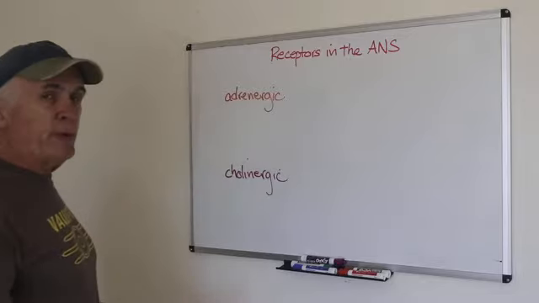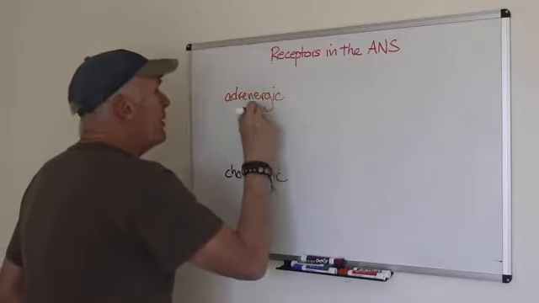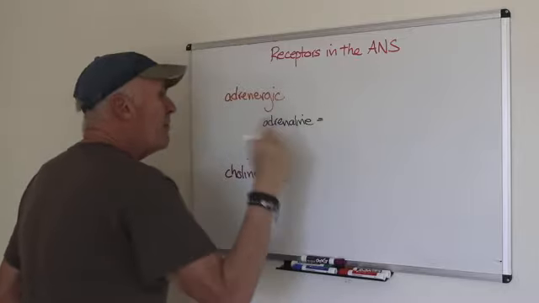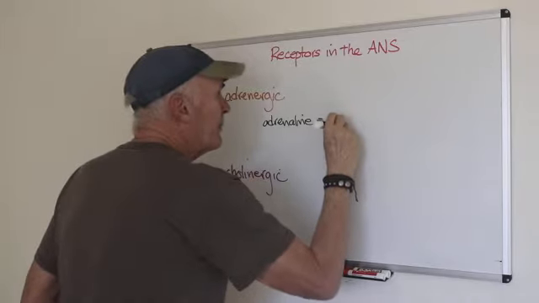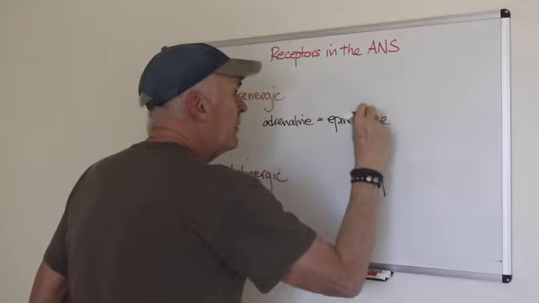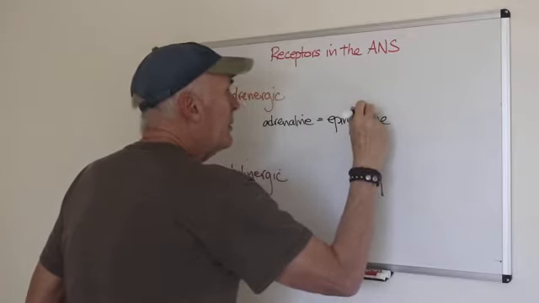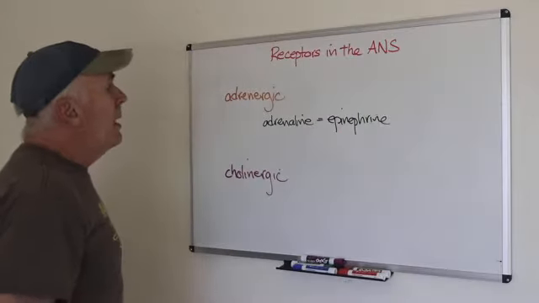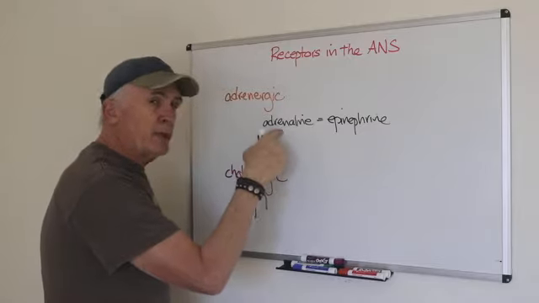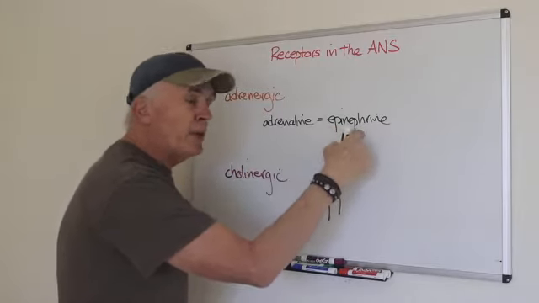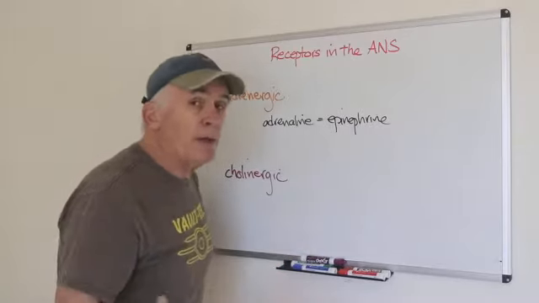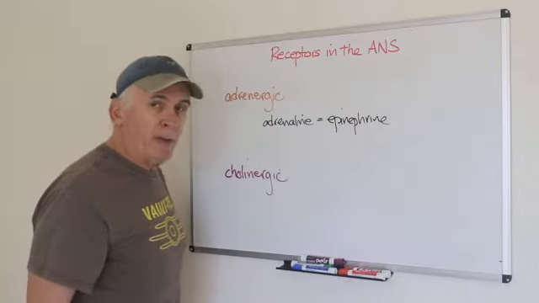Let's talk about the term adrenergic first. The term adrenergic comes from the term adrenaline. Now adrenaline is exactly the same molecule as epinephrine. There's no difference, just two different names for the same thing. Look at adrenaline: ad-renal, at the kidney, in other words, from the adrenal gland. Epinephrine: epi, above, nephro, kidney. Renal is the Latin root word, nephro the Greek root word. Both of them mean basically the thing on top of the kidney, which is the adrenal gland, all right?